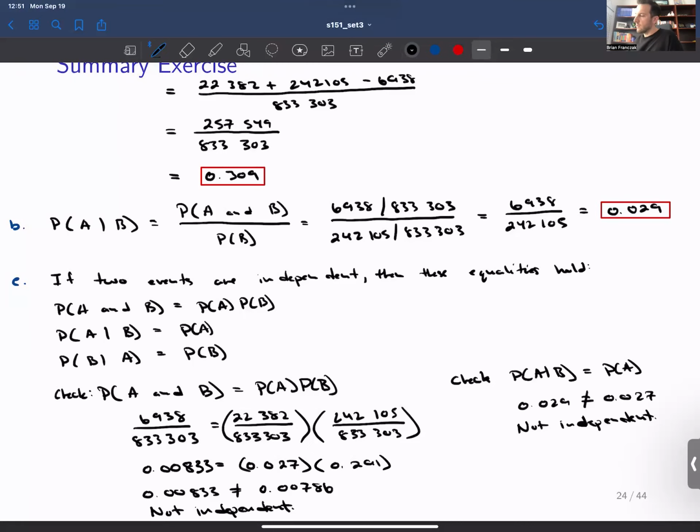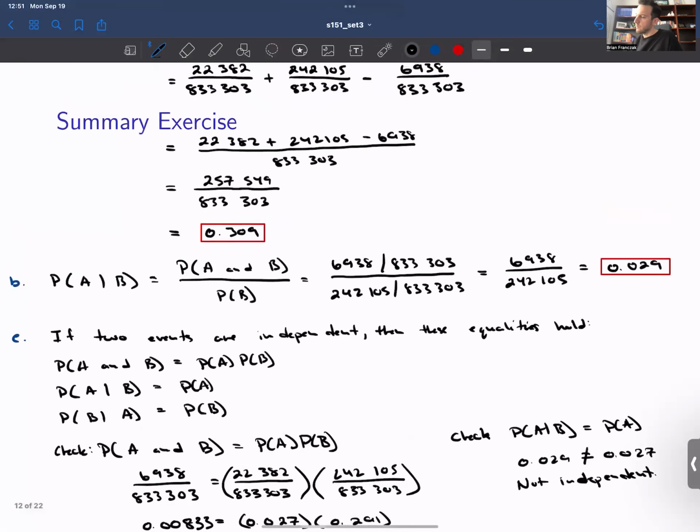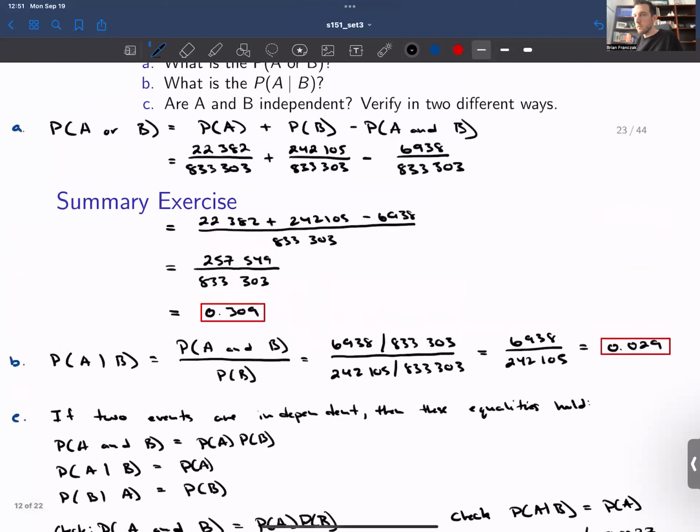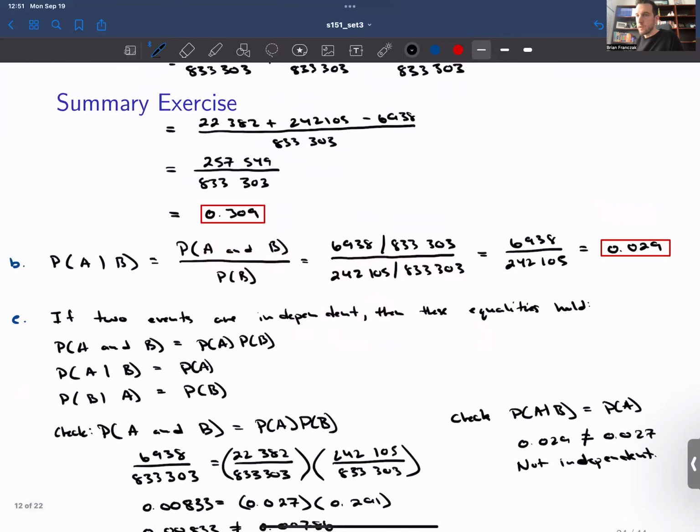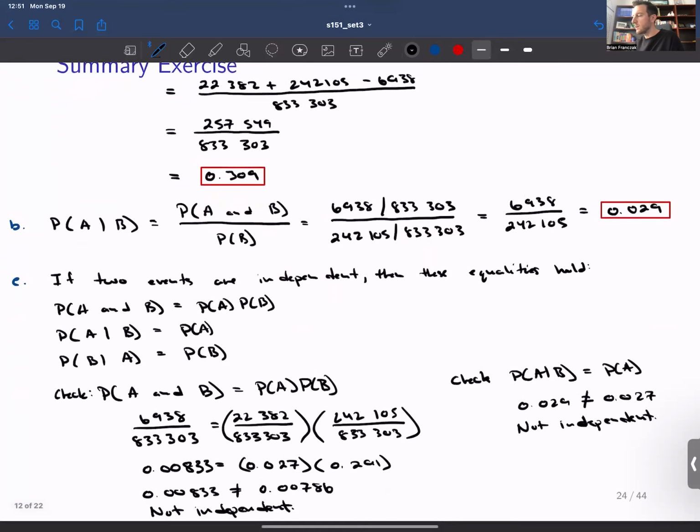Okay, so in this exercise, we have seen an example of computing the union between two events. So part A is asking for the probability of a union, which is given by the general addition rule. In part B, we have computed the conditional probability, which uses the conditional probability rule. A conditional probability is essentially a probability that's been restricted to only one portion of the entire sample space. And then in part C, we're checking for independence.